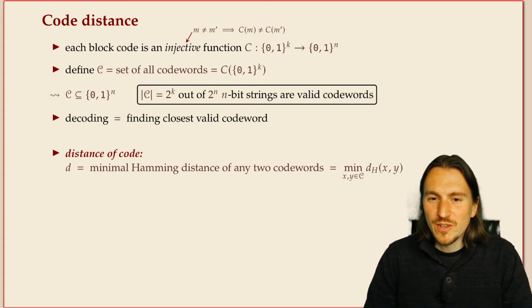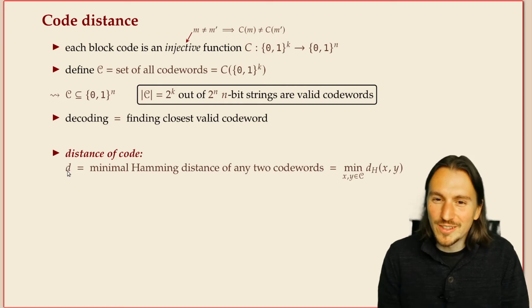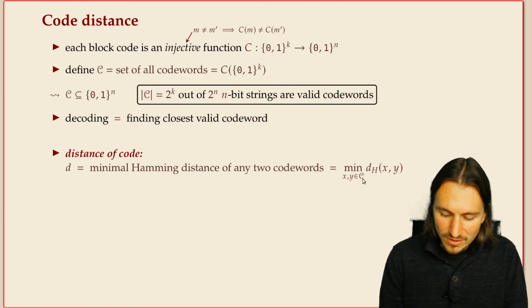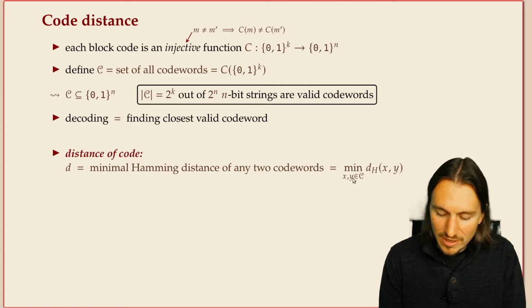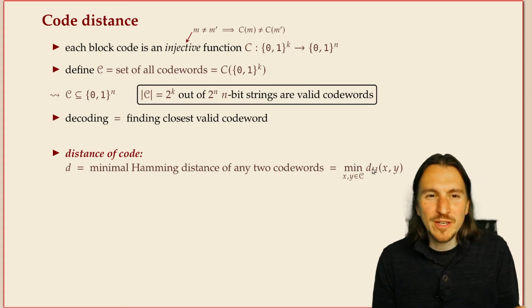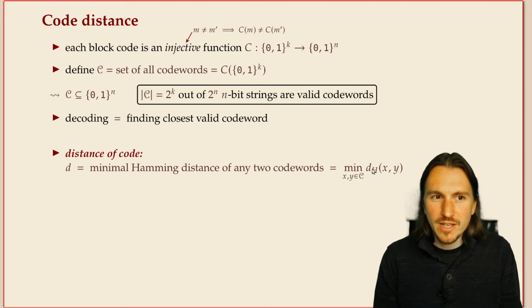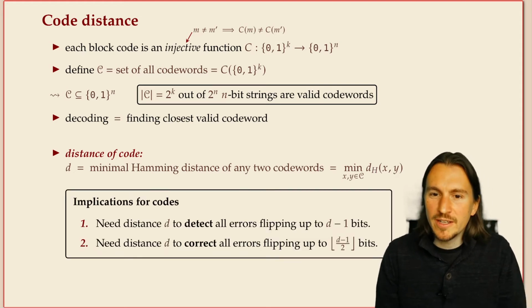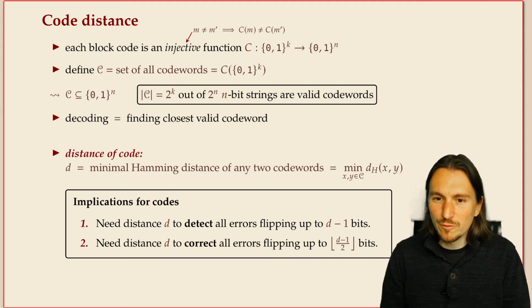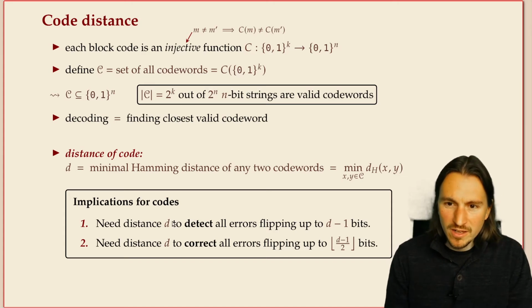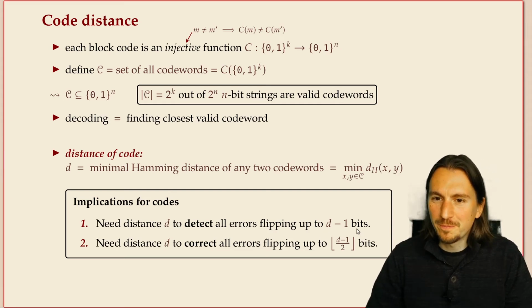And then we can define the distance of the code as follows. This little d is the smallest Hamming distance of any two code words for this code. So formally, you can write this as the minimum for any x and y in the set of code words, and then take their Hamming distance. Remember, Hamming distance is just counting how many bits differ. Very simple thing. That's a simple definition, but it has very nice consequences for codes. Namely, if a code has distance d, it can detect all errors with up to d-1 bit flips.